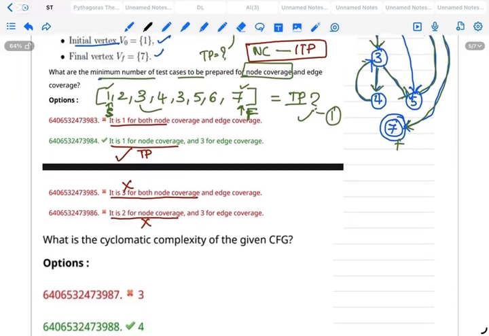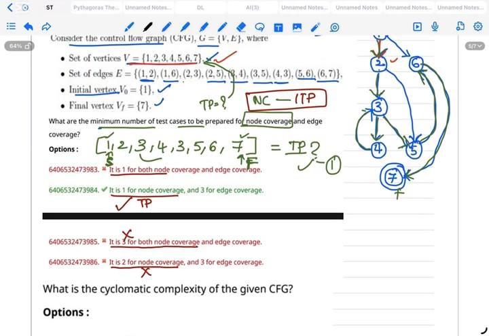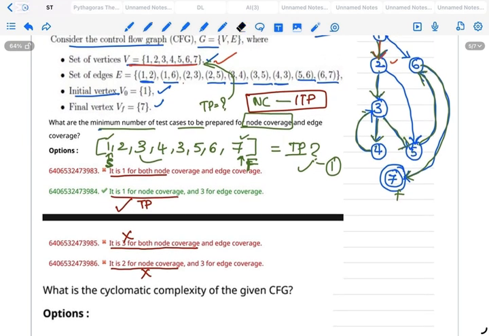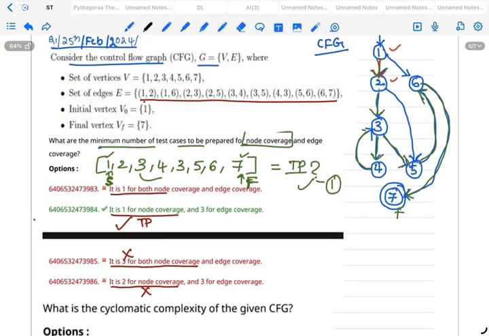So first, do we write what the edges are? Okay, no need to write the edges. The edges are given in the question, right? So the edges are given, no need to write them again. These are the edges given in the control flow graph. So we will write the test paths one by one.